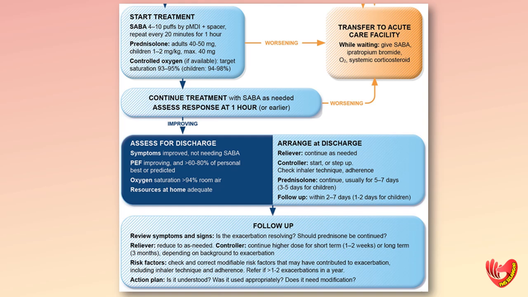We need to check and correct modifiable risk factors that may have contributed to the exacerbation, including inhaler technique and adherence. We also need to assess whether the patient has clearly understood our written asthma action plan, whether it was used appropriately, or whether it needs any modification.